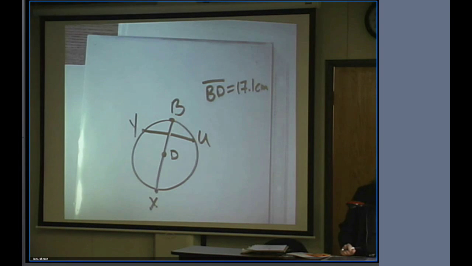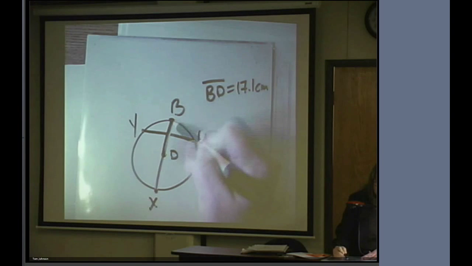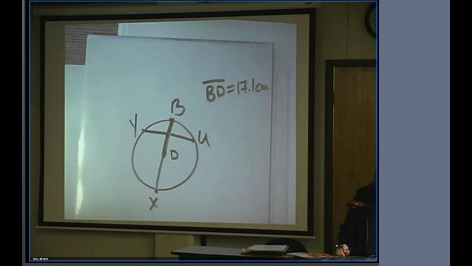So when we look at this, we have a lot of extra information in here that we don't need. A lot of times when you're given problems, you will be given extra information, and the key is to try to figure out what information you actually need. So we are told that BD, this right here, is 17.1 centimeters.